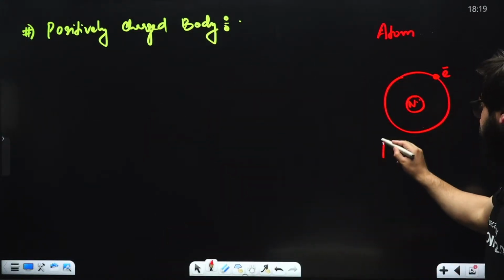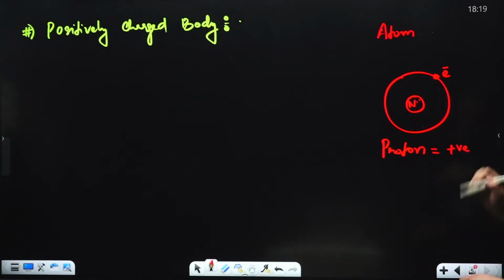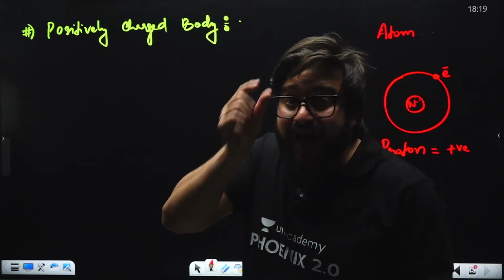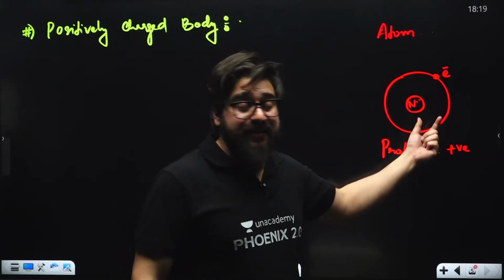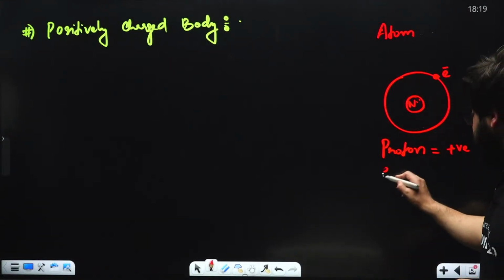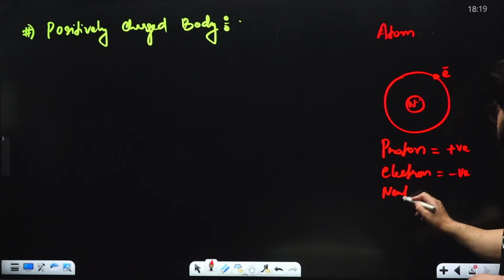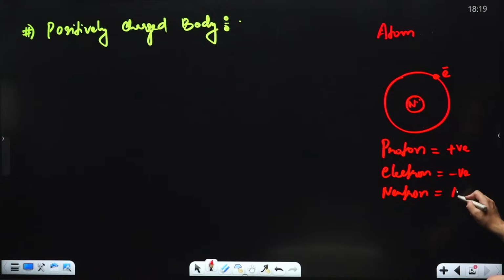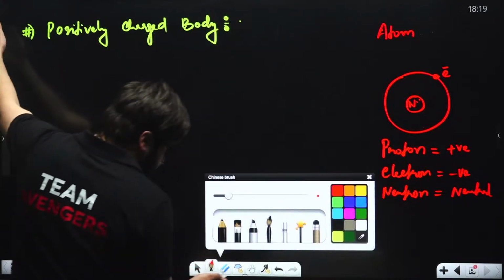If we talk about the proton, the proton has positive charge. Remember, the proton is the particle which lies inside the nucleus. The neutron is also a particle which lies inside the nucleus. So we say proton has positive charge. And when it comes to the electron, we say electron has negative charge. And the neutron is neutral.